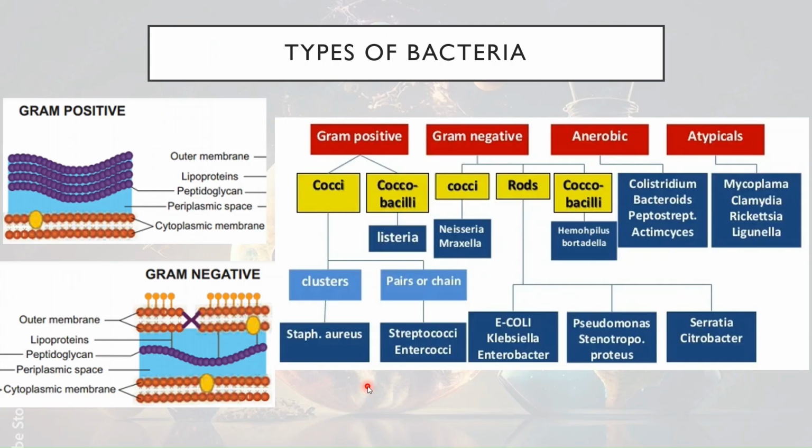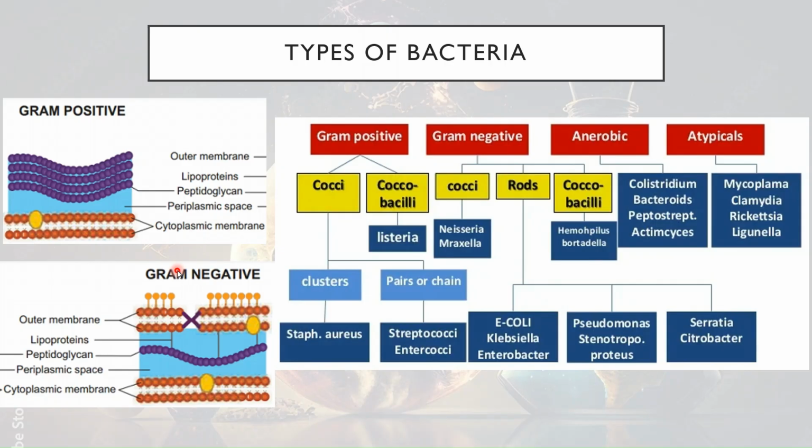The next classification, based on the bacteria's protein, is gram positive and gram negative. You can see the violet color, right? This is protein. If this protein is more, then it is called gram positive. And if the protein is less and the lipid is more, then it is called gram negative. So this is a major classification of bacteria: gram positive bacteria and gram negative bacteria.